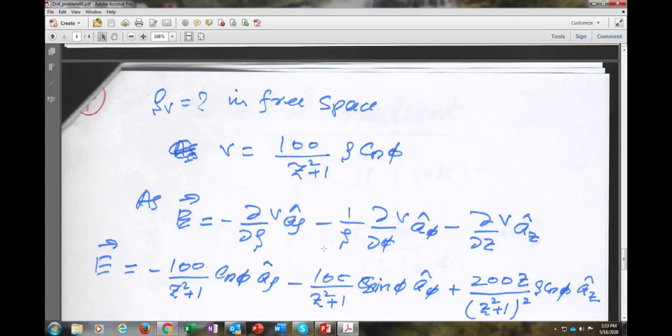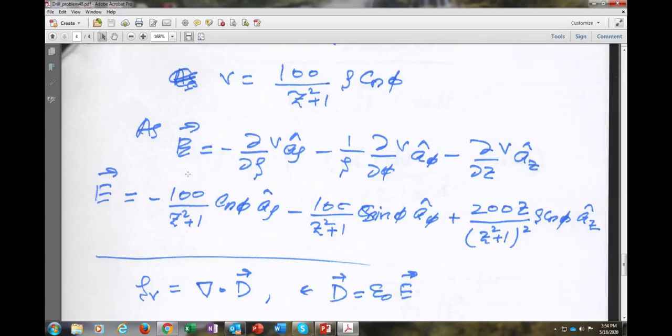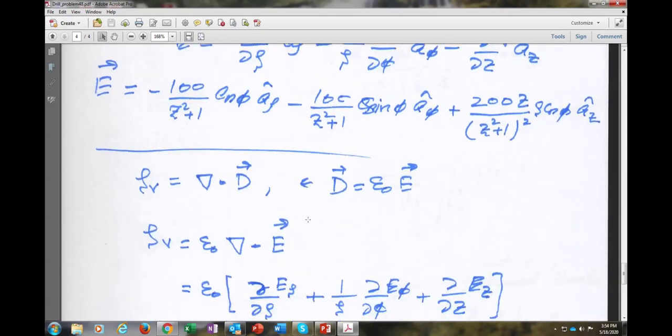Then how to obtain the value of volume charge density? So we know the potential function, differentiate the potential function, first define the gradient of scalar potential V, and using the expression for electric field, plug in the value of partial V by partial rho, 1 upon rho partial V by partial phi, partial V by partial z, using the given potential function, and once you get the electric field, then it is very easy to obtain the volume charge density.